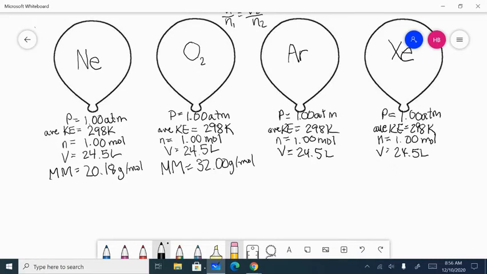Argon is 39.95 grams per mole. And xenon is 131.3 grams per mole.